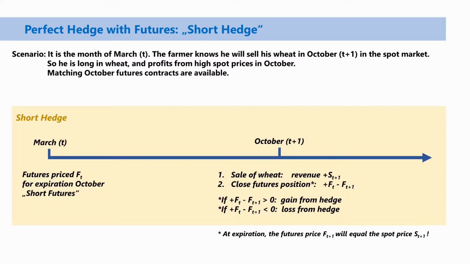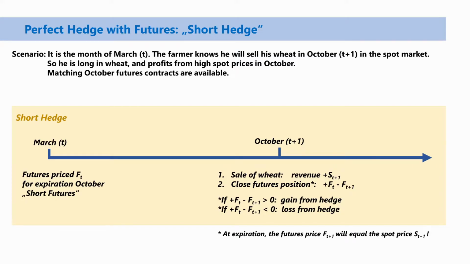The spot price in time T plus 1, the S T plus 1, is his revenue from the sale of the wheat. If the price goes down until October, he will lose on the wheat. To profit from a decline in the market prices, he enters a short position in futures. A short position profits from declining prices in the underlying. So now he has two positions. He is long in the wheat and he is short in the futures.